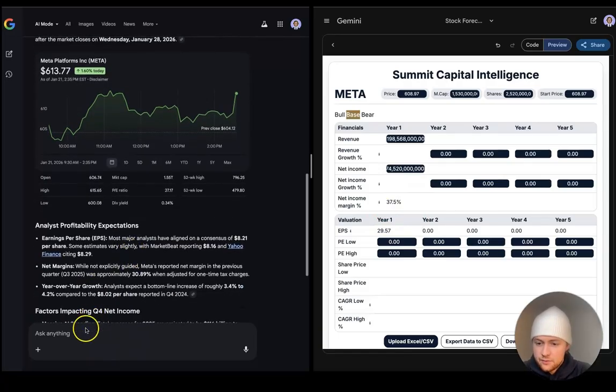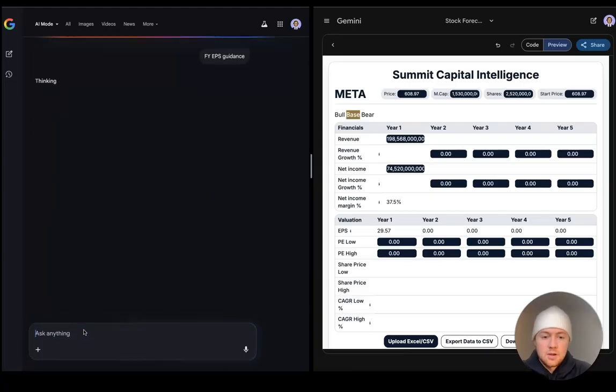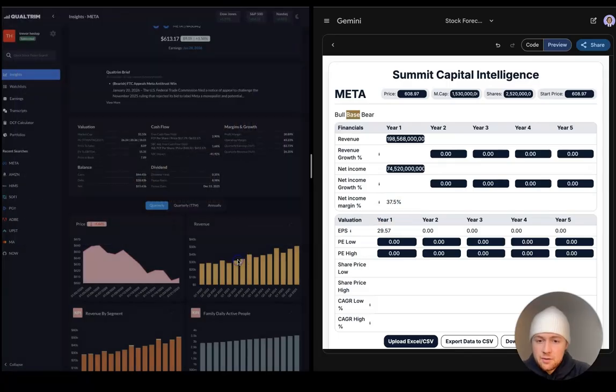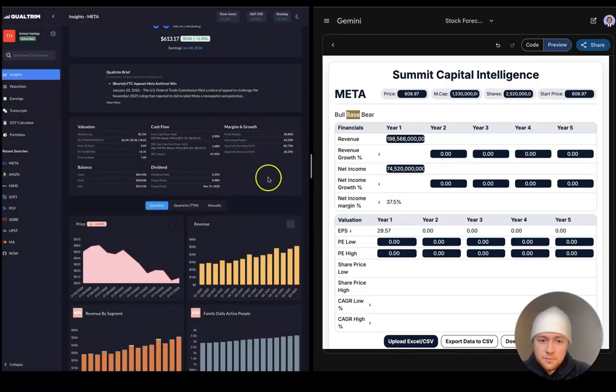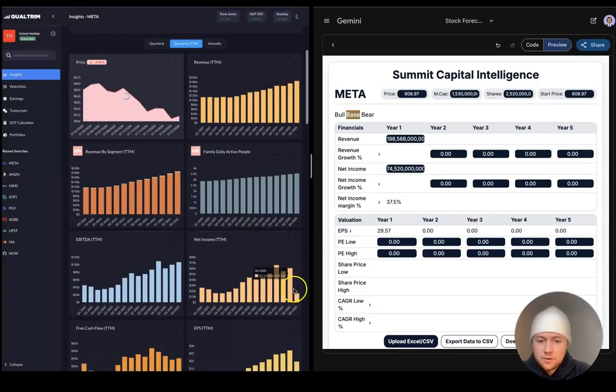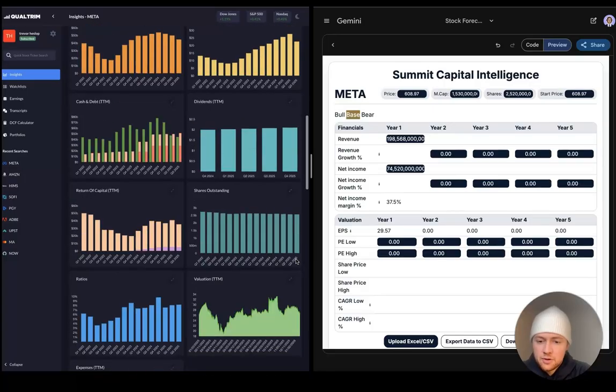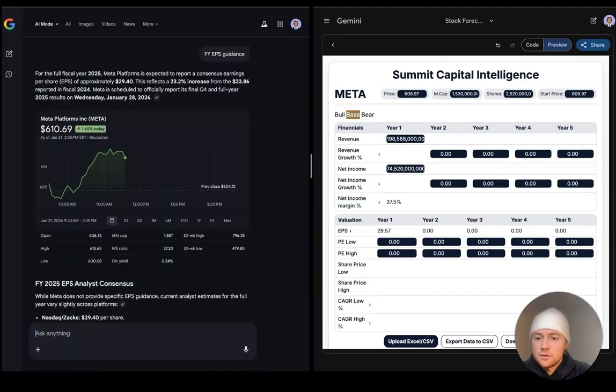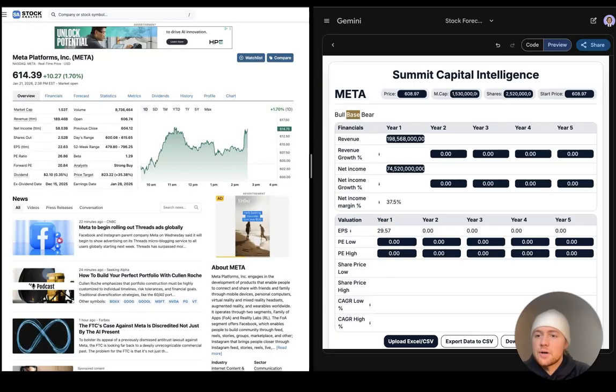Let's see if they have full year EPS guidance. Let's see how close we are. This gives a net income margin of 37.5% as of right now. Profit margin is 30, but that would take into account this one-time charge here. If not, it would have been right about here. So that kind of makes sense. Let's see what it's saying. Expected $29.40. So we're pretty damn close. Okay, so that's cool. We'll stick with that for now.